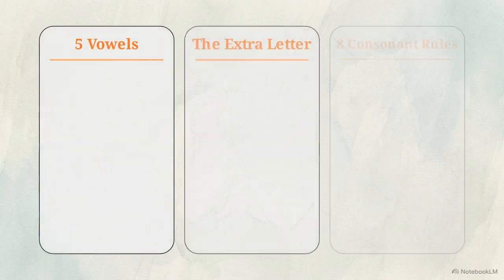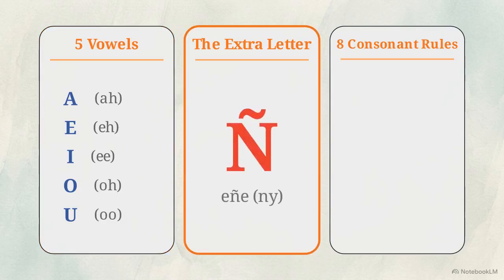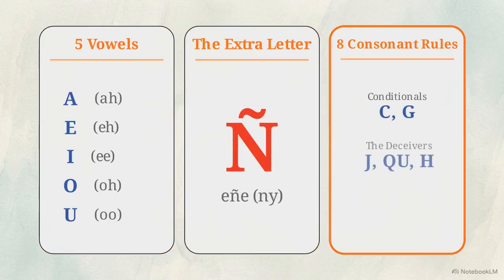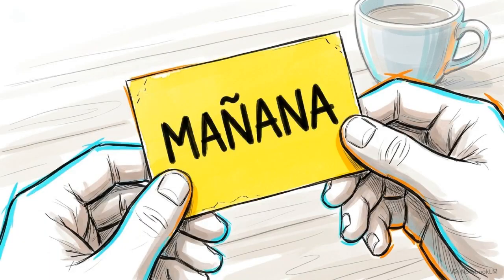This summary brings your toolset together. We have the 5 pure vowels, the single new letter ñ, and the 8 consonant rules covering C, G, the deceivers, and the double letters. In Lesson 2, we will apply these skills to everyday greetings and farewells, practicing how to introduce yourself and say goodbye. You have established the phonetic foundation of the language. What you see is truly what you say.